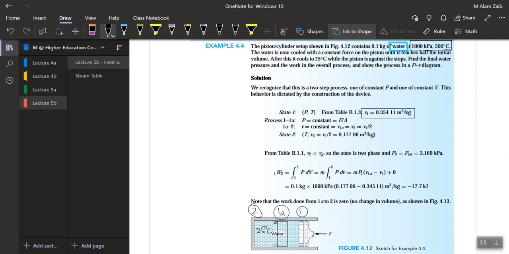It might be having a different steam table, and that is cubic meter per kg. Now when we are cooling from V1, when we reach the stop, which is somewhere here, the volume is half of what I'm saying, like volume would be divided by 2. So V2 would be equal to V1 divided by 2, which is equal to 0.17706 cubic meter.